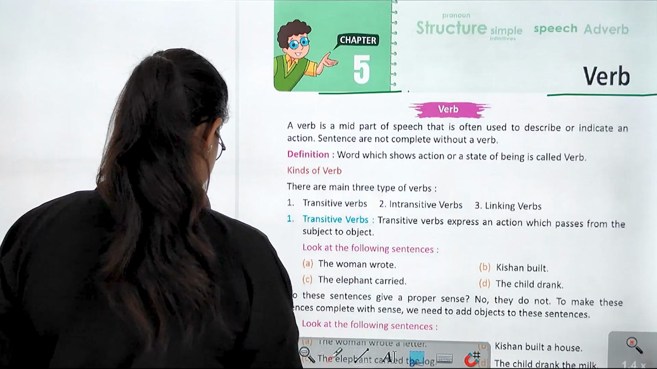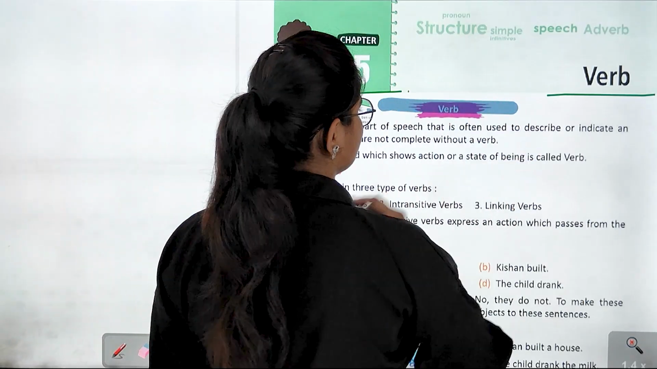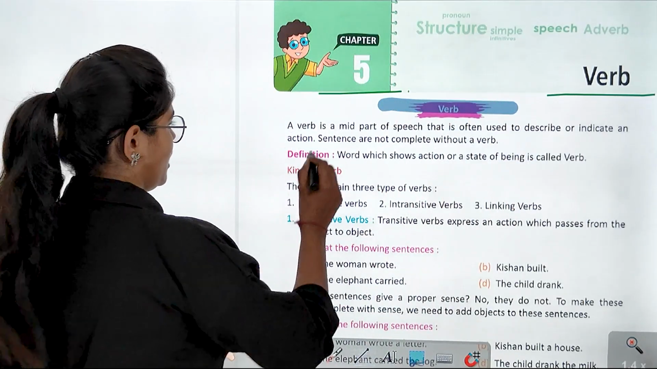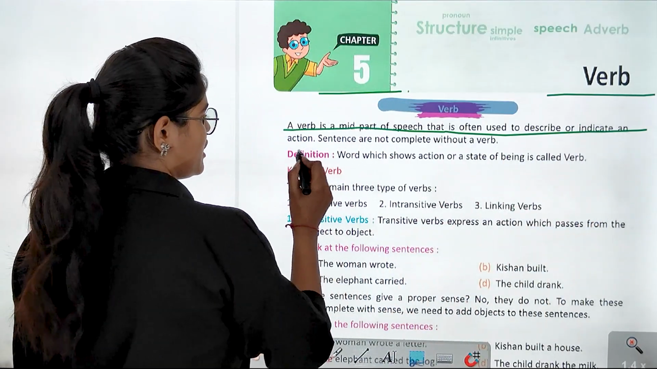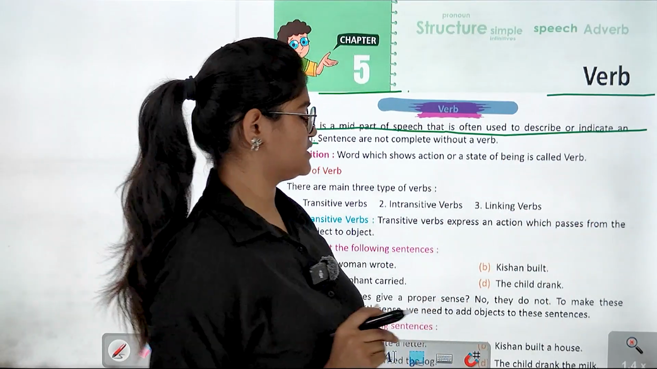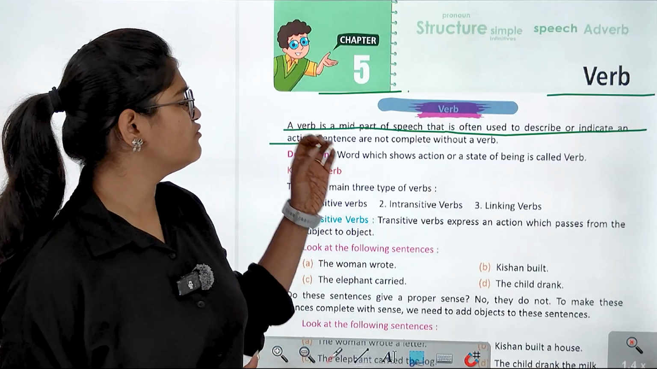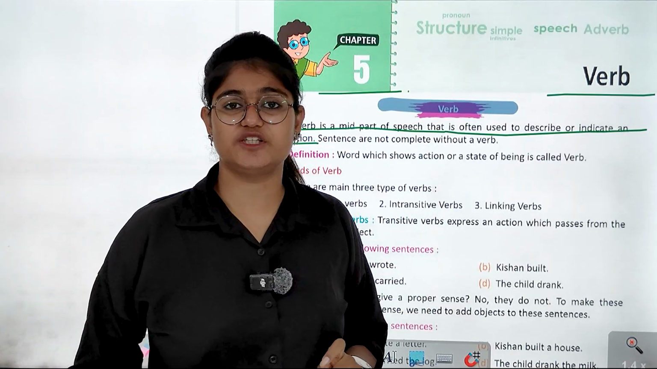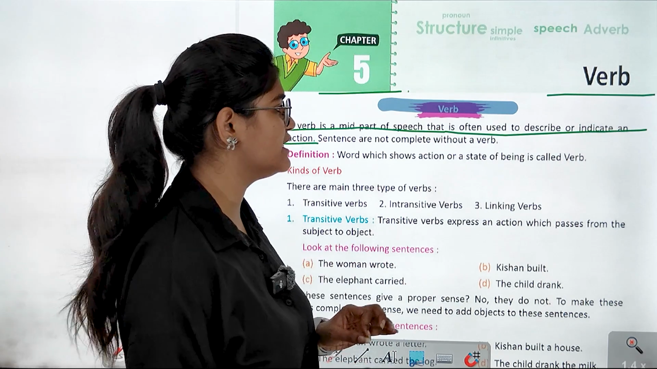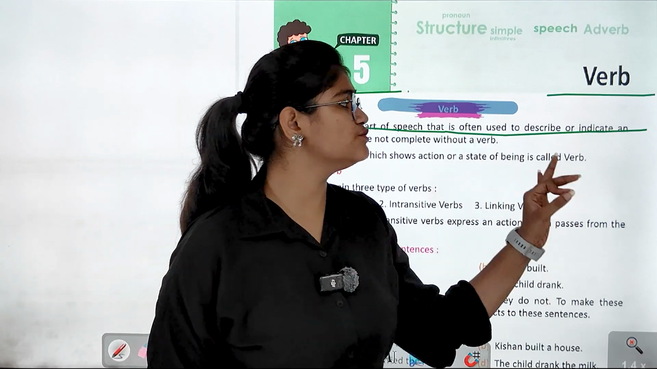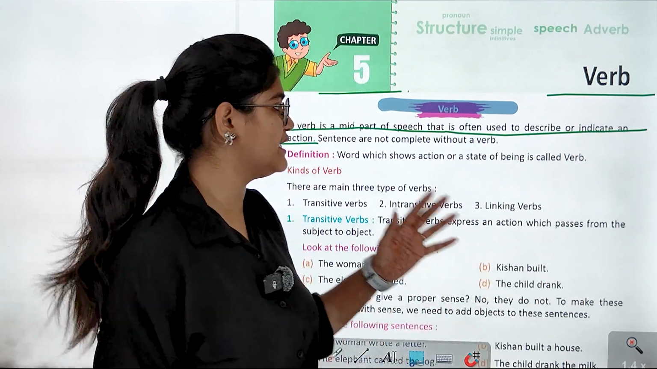So let's begin. The very first topic is verb. A verb is a mid part of speech that is often used to describe or indicate an action. कि verb जो है वो एक mid part of speech है, यानी कि verb जो है वो हमेशा sentence में बीच में ही आता है, right? And it is often used to describe or indicate an action.